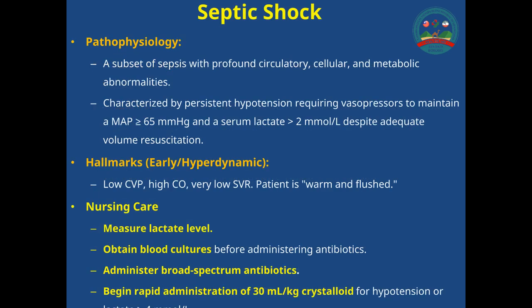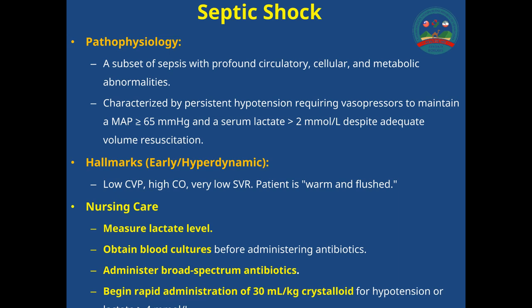Septic shock is a severe form of sepsis caused by overwhelming infection leading to circulatory, cellular, and metabolic dysfunction. Key features include low CVP, high cardiac output, and very low SVR in the early hyperdynamic phase. Patients often appear warm and flushed.